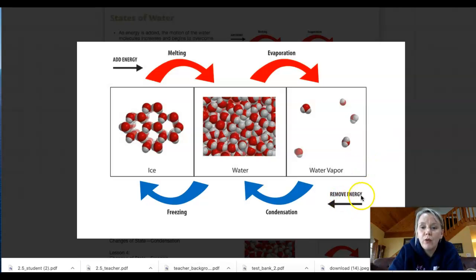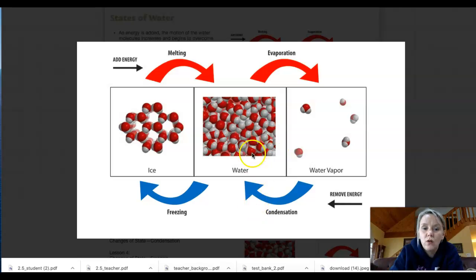Down here, if we remove energy, so that would be cooling, right? If we remove energy or there is a lack of heat, that's really what cold is, a lack of energy. Water vapor is going to cool down. Those molecules are going to huddle together and turn back into a liquid, and we know that as condensation. Again, we remove more energy. This liquid is going to turn into a solid, and we know that as freezing.